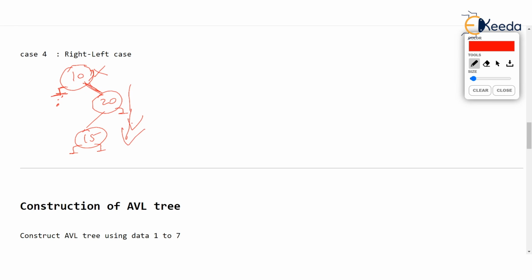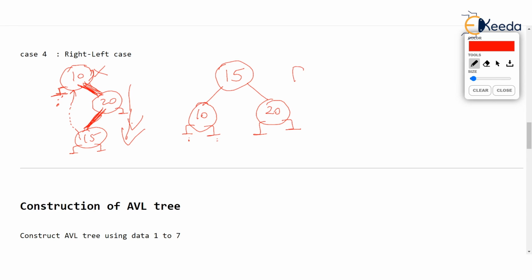And the case is the right-left case. How do you handle it? This 15 is simply put at the place of 10. Now, if 15 takes up the place of 10, then where will 10 go? Because we have overwritten 15 at the place of 10, but 10 is smaller than 15, so 10 is going to take the left child of 15. Notice the value 20 has to go to the right of 15 because it is larger than 15. Now we have two leaf nodes, 10 and 20, and 15 being the parent. This tree is of course balanced.